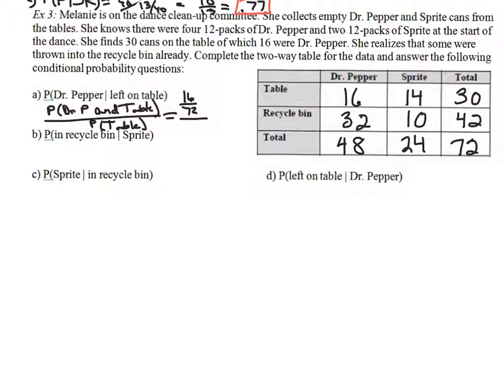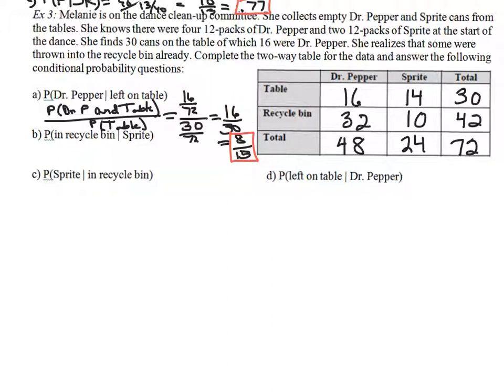So if I look at all the cans that were left on the table, there were 30 left on the table. So that's going to be 30 out of 72. When I do that division, I get 16 out of 30, or that reduces to 8 out of 15. I'm going to leave this one as a fraction, just for fun. Now, when I look at this, I can also say, let's just take a look at the row that was the cans left on the table. Out of those, which ones were Dr. Pepper? 16. So 16 out of 30 also gives us that answer.